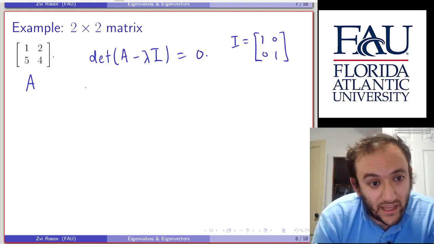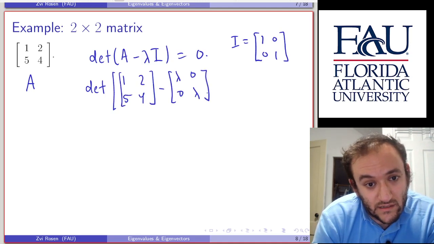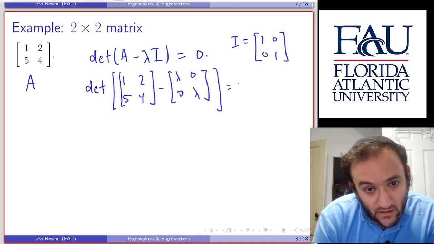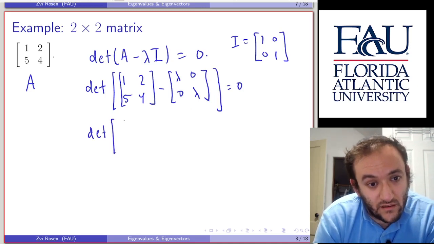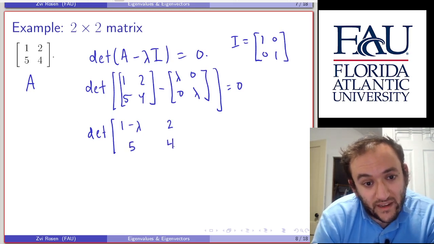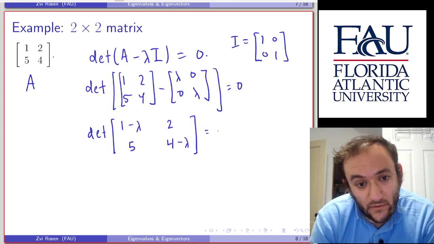Okay, so we're looking at the determinant of the matrix 1, 2, 5, 4 minus lambda times the identity, with 0 on the off diagonal, equals 0. Let's combine that. Determinant of 1 minus lambda, 2, 5, 4 minus lambda. Okay, and this is equal to 0.